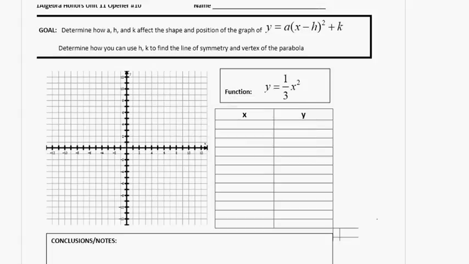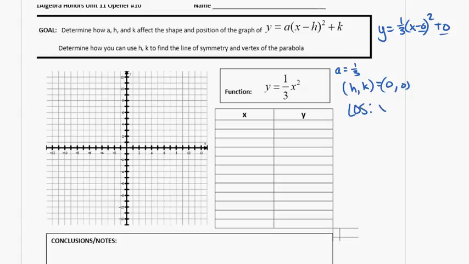So we figured out when a was -1 that it flipped it upside down. When a was 2, it made it skinnier by a factor of 2. In other words, your jumps were doubled. But what happens when a is a fractional value of 1/3 while your h and k are still 0, 0? If you need me to rewrite it, this is y equals 1/3 x minus 0 squared plus 0. So h and k are both 0.